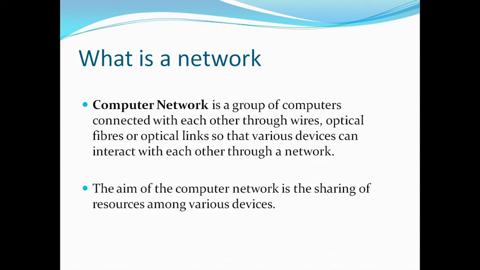Now you know what a network is. A computer network is a group of computers connected with each other through wires, optical fibers or optical links so that various devices can interact with each other through a network. The prime reason we use a network is to share the resources among various devices.